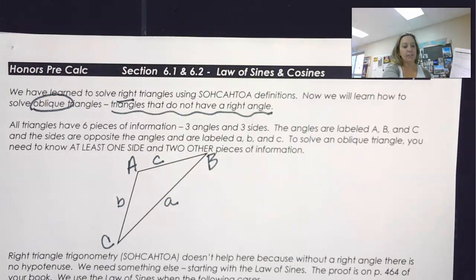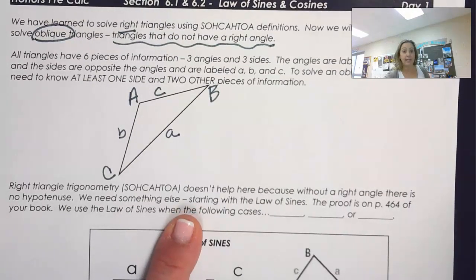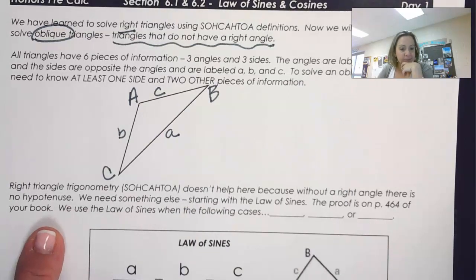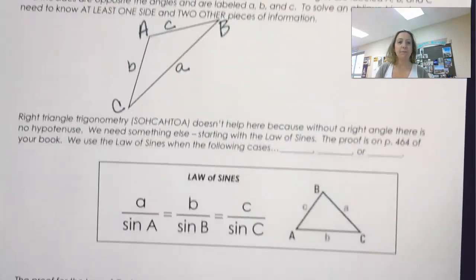So in order for us to solve an oblique triangle, we have to know at least one side and 2 other pieces of information, okay? So again, the reason that right triangle trig doesn't help is because without a right angle, there is no hypotenuse. So we need something else. So we're going to start with what's called the law of sines. If you want to check out your textbook for a proof of the law of sines as far as why it works, that's on page 464.